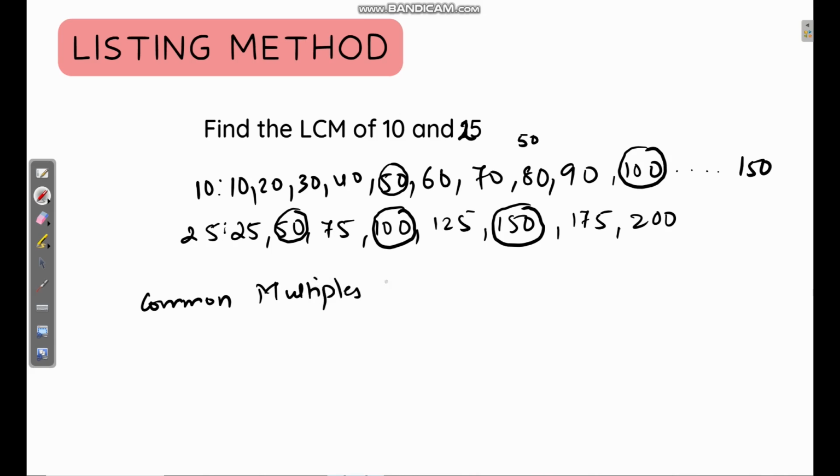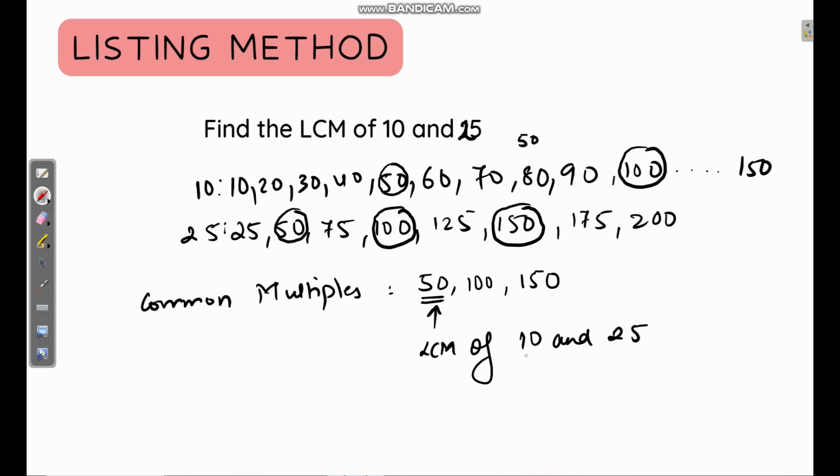So the common multiples: the first one is 50, the next one is 100, and after that you will get 150 and then 200. Now which is the smallest common multiple? It is 50. 50 is the LCM of 10 and 25.